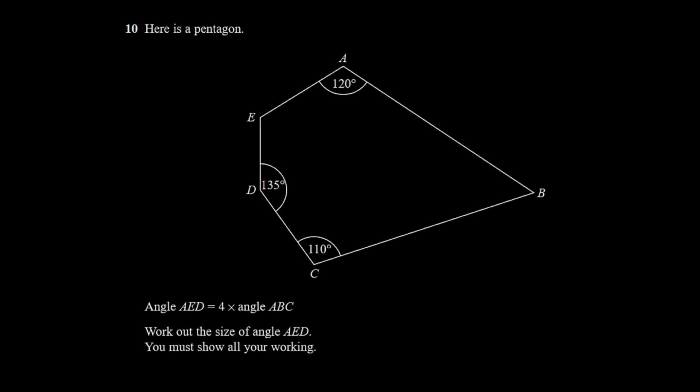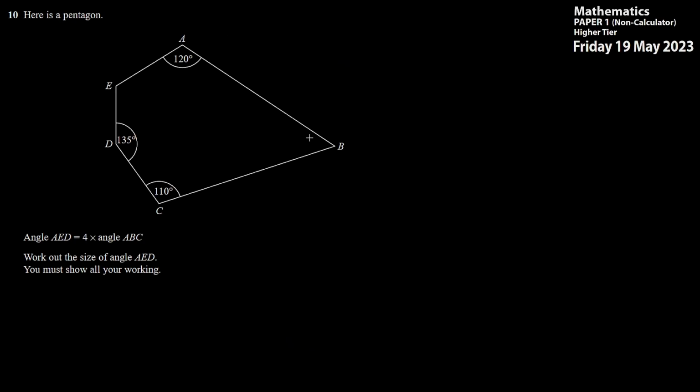In question 10, we've got a pentagon. We're told three of the angles. We're told that angle AED, which is this guy here, is 4 times this guy here. And we have to work out what indeed the larger angle is. So as we don't know either of the angles, I'm going to call this x, and therefore this is 4x.